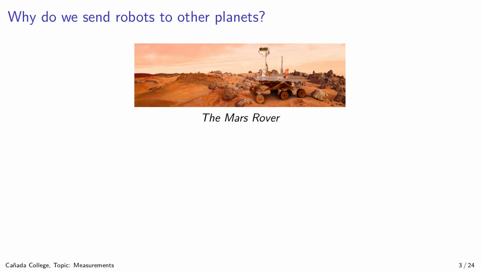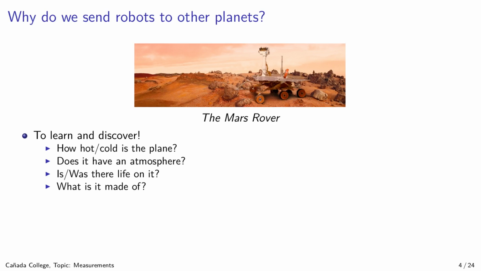So let's begin with a picture of the Mars rover and ask ourselves, why do we send robots to other planets? And obviously it is on one hand to discover things about the planet that we don't know and that we cannot do from our own planet. You might want to discover, for example, how hot or how cold the planet is. Does it have an atmosphere? Is there life on it? Was there life on it? What is it made of? And many other questions like that, right? So the point is that we want to learn and discover.